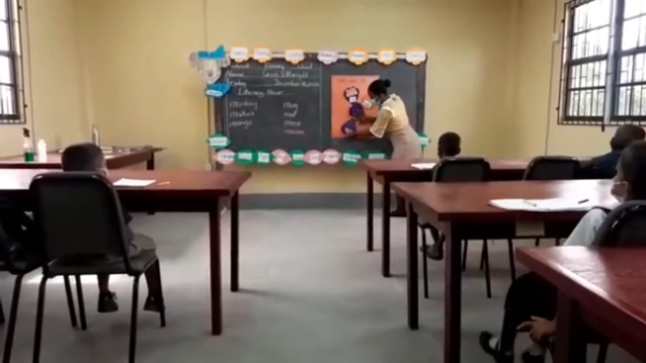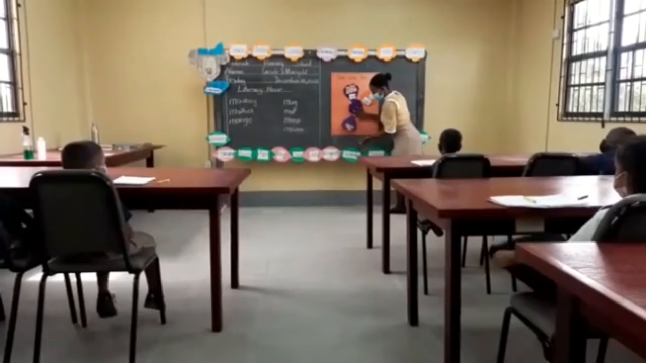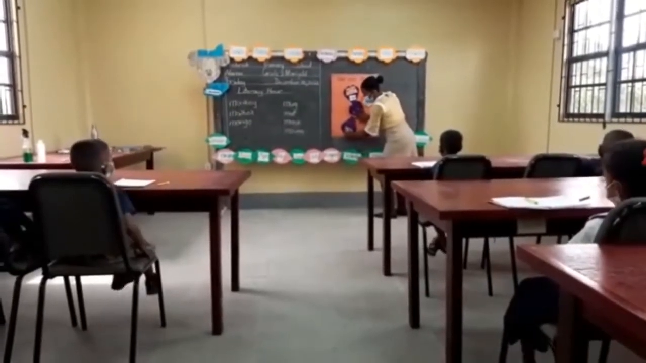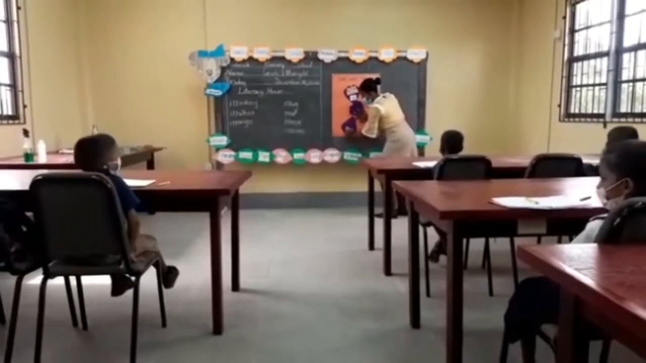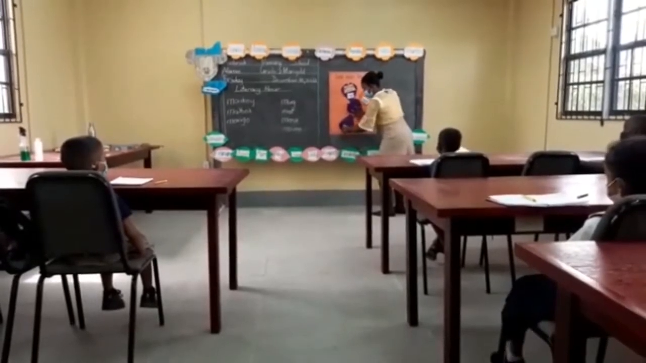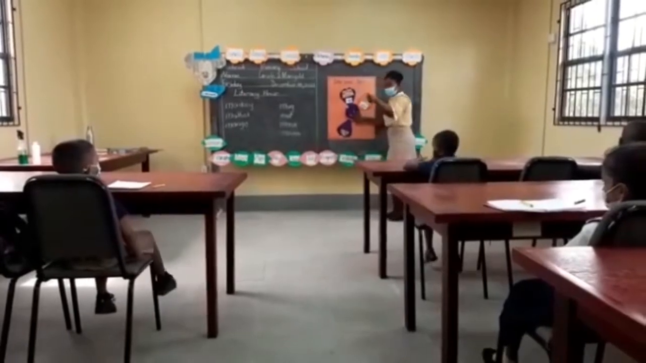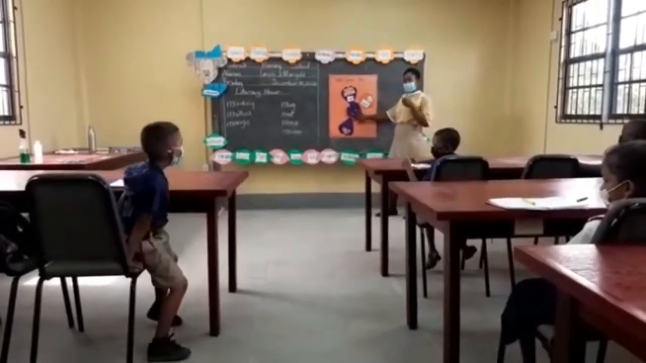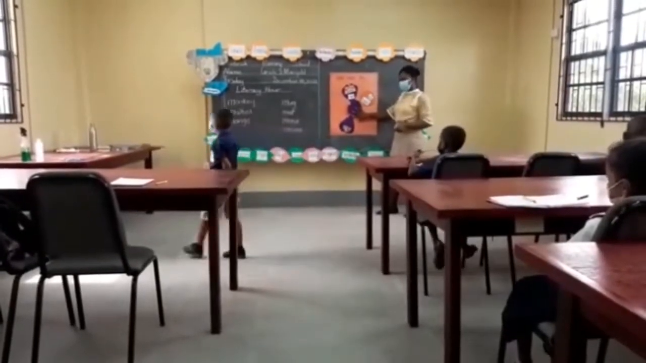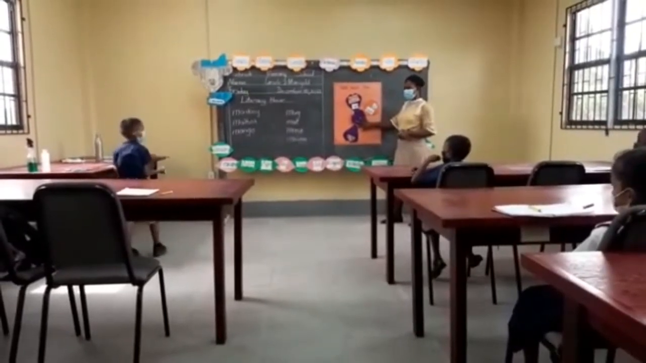Now, I open another petal. What are you seeing here? Mouse. What is this picture here? Mouse. Now, who would like to find the mouse for me? Me. Not you, Mari. Come. You're sitting there very silent. Come. Danielle, what is the word mouse? Show them.